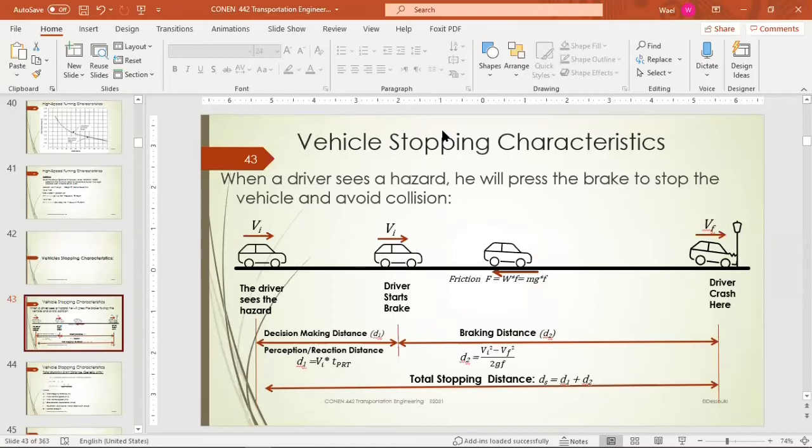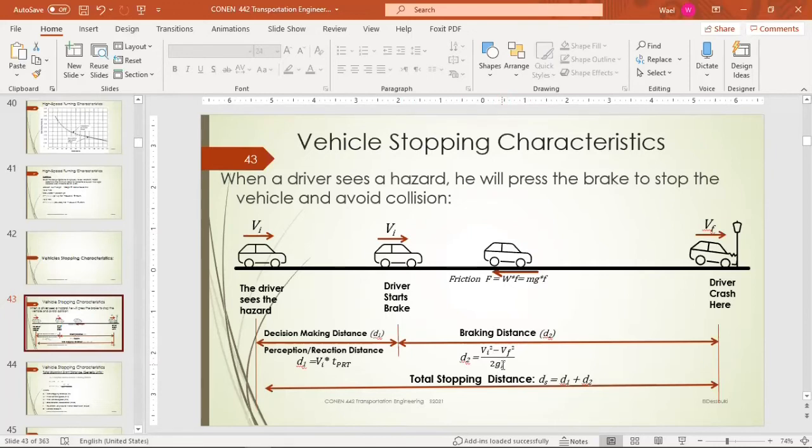Then, for example, this driver decided to press the brakes, okay? So he started the brakes at that location that we can see on the screen. Then from here until he hit the light pole here, he starts with initial speed and ends up with a final speed. When we apply the kinetic laws, and the work exerted by the brakes, we can come up to this relationship that D2, this distance, will be V initial square minus V final square divided by 2 multiply G multiply F.